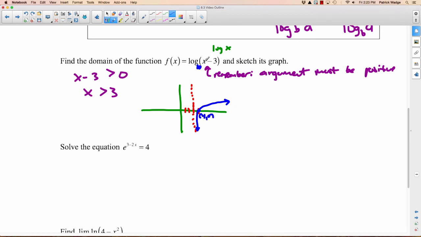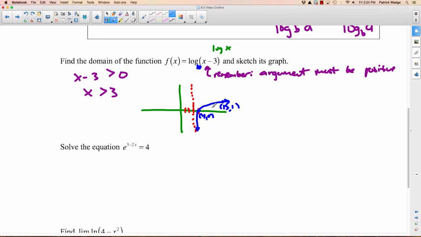Another useful amount would be when this argument is equal to 10, because 10 to the 1 equals 10. And that would be when x is 13, right? If you had 13 in here, 13 minus 3 is 10, and 10 to the what equals 10? 10 to the 1. So in other words, 13 and 1 would be another point. So I don't know, this is way off, but I could just put the point 13, 1 there. That'd be another point it goes through. But that's not so important.